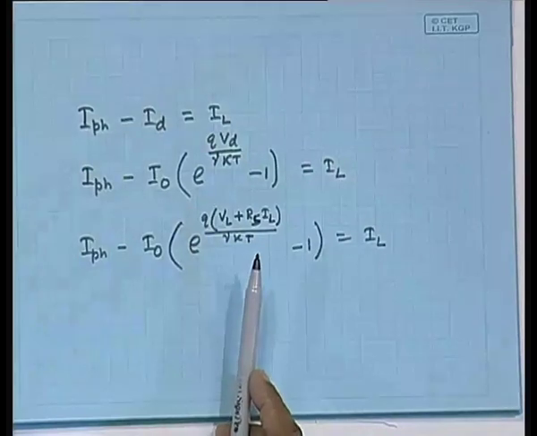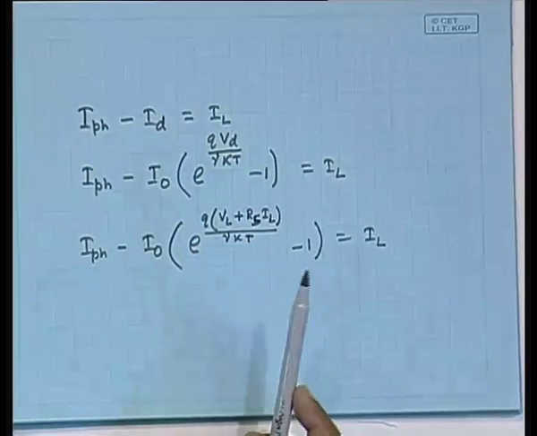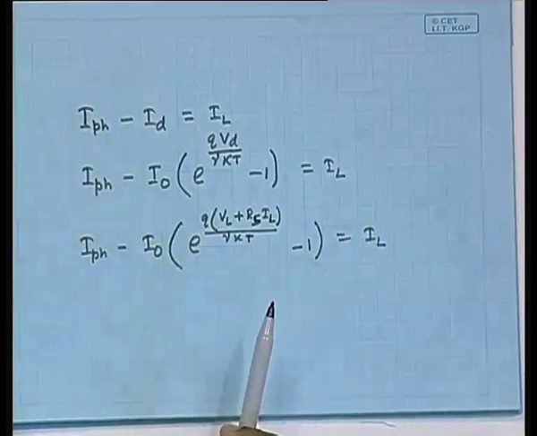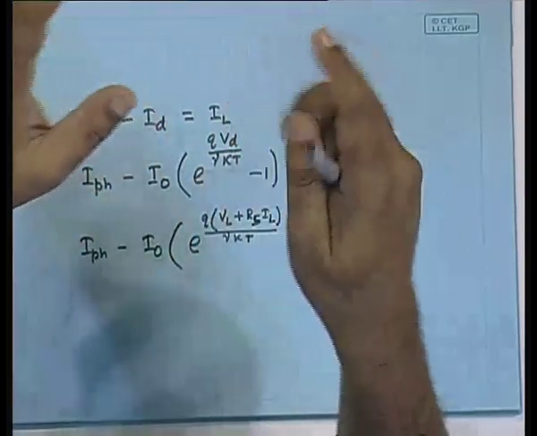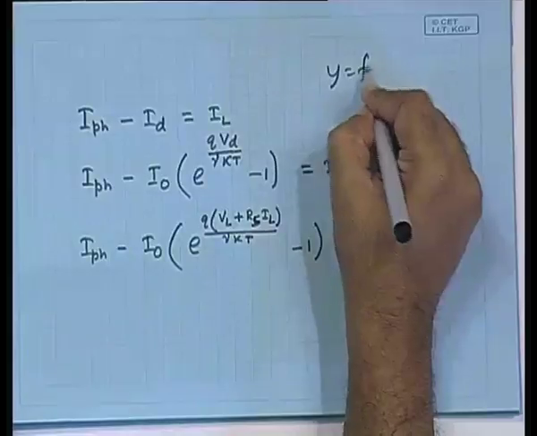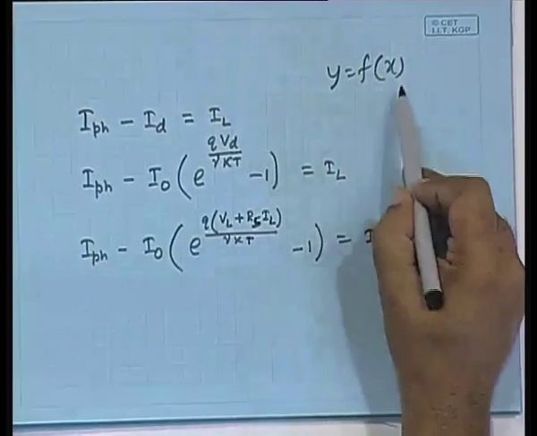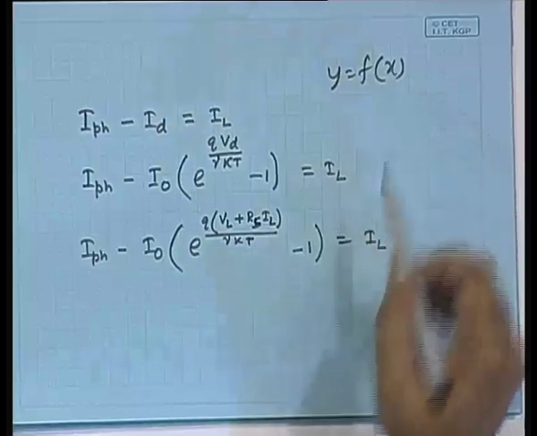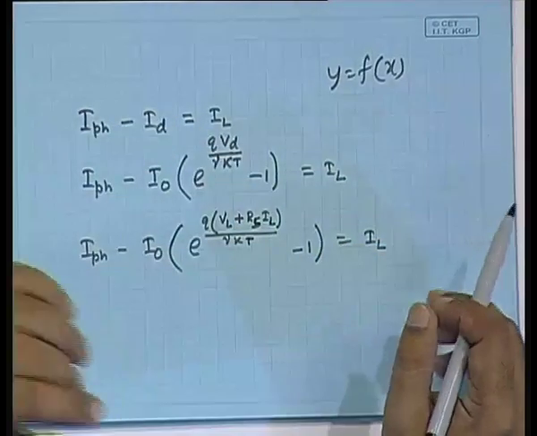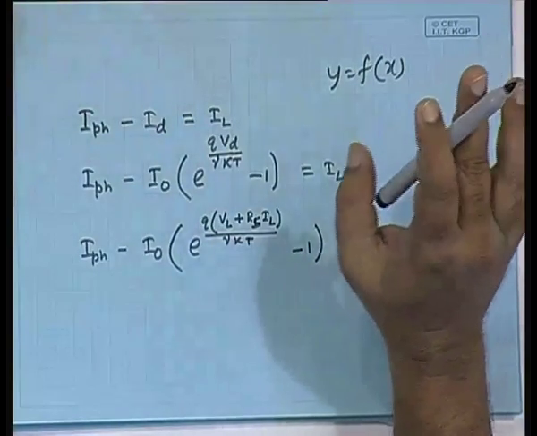By MATLAB. You have to tell MATLAB how to solve it, because when you see a curve, it means y is equal to f of x, and the right hand side should not have y. Here you see they are mixed up. So you need to solve it by the Newton-Raphson method. For every value of V you solve by Newton-Raphson for the value of I L, and then you plot the graph. Got it? How to do it?